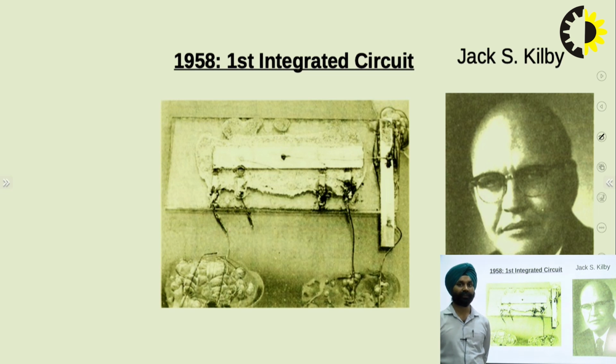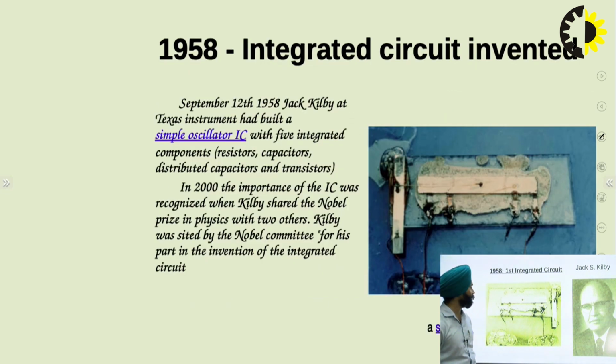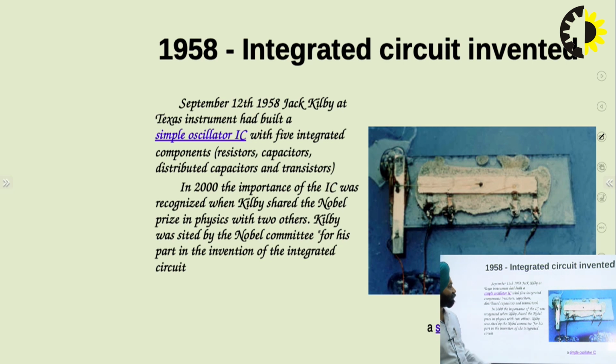We have seen that from the very beginning, from a non solid state device, the vacuum tube, to an IC, there was quite a long period. This was the IC created by Kilby. It has resistance, transistors, and distributed capacitors. These are the things that were included in this IC.